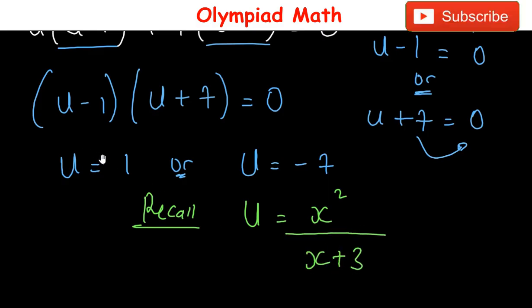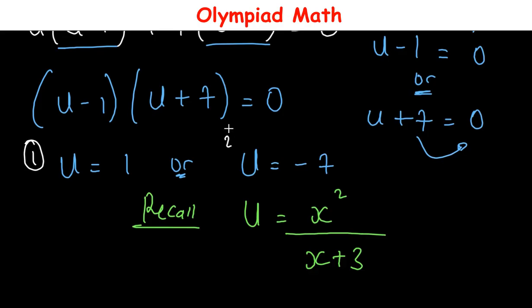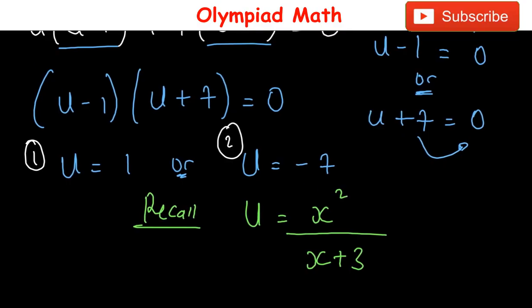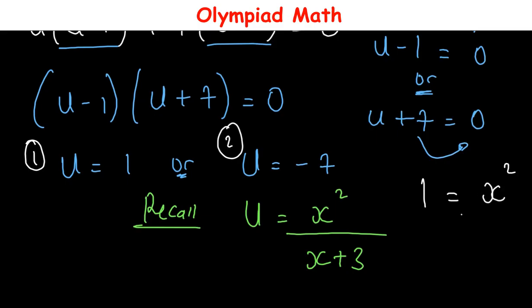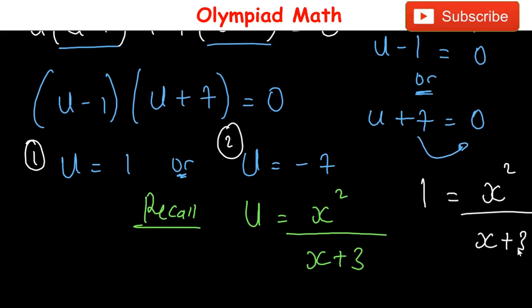And here we have two values of u. So this is the first case of u and the second case of the value of u. So in putting the value of u as 1 into this equation, we then have the equation to become 1 is equal to x squared over x plus 3. So we can then cross multiply.